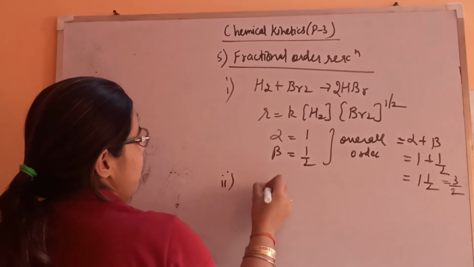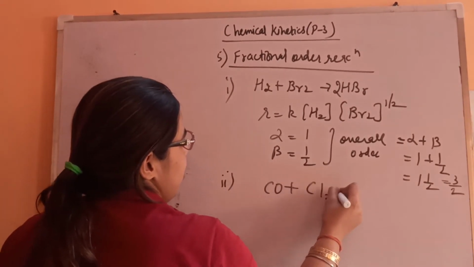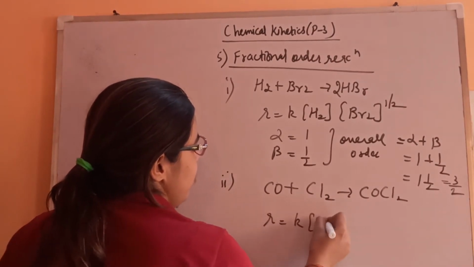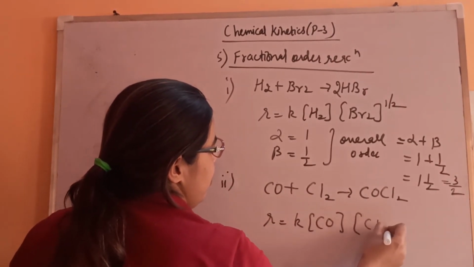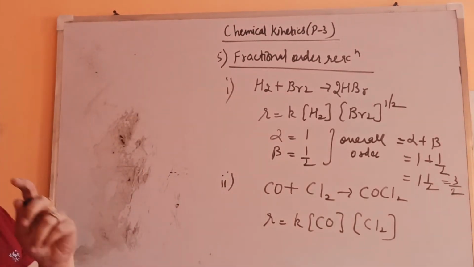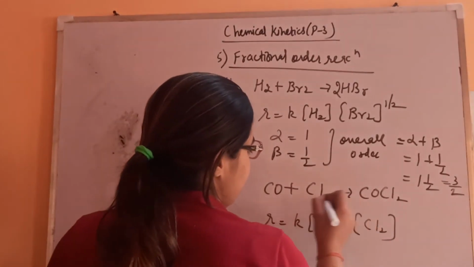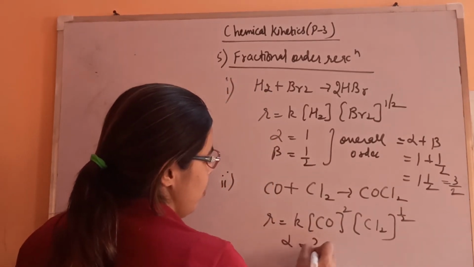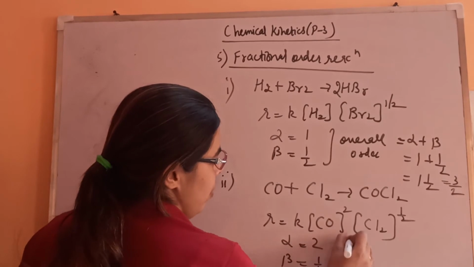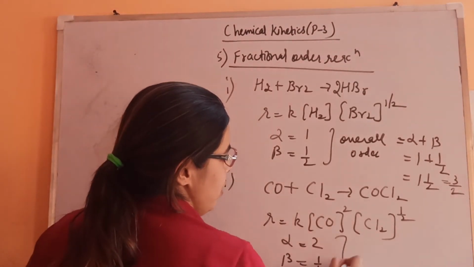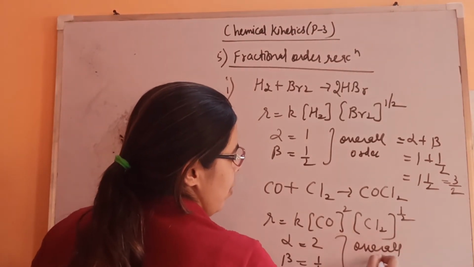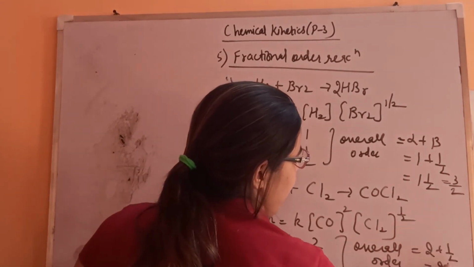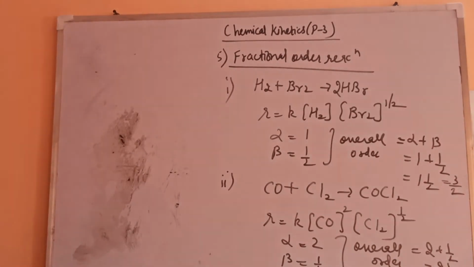Second, we can say the formation of phosgene gas, COCl2. Rate is K, CO with respect to Cl2. With respect to CO, the order is 2, and with respect to Cl2 it is half. So alpha is 2, beta is half. So what is the overall order? 2 plus half, that is 2.5, so the order is 5/2.